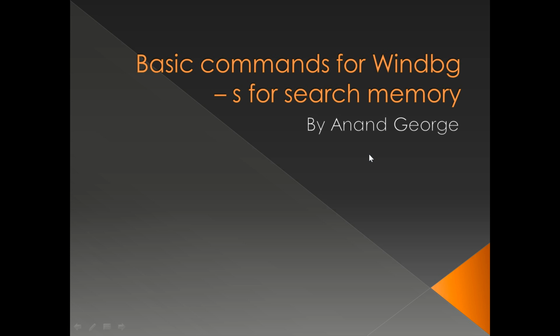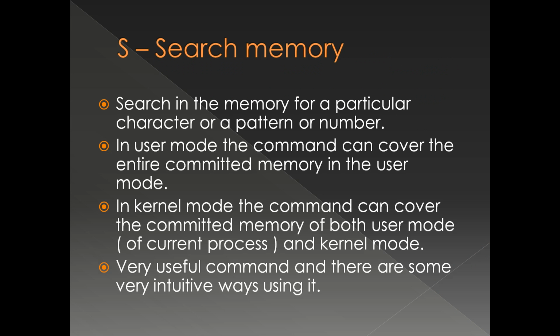In this presentation, we will discuss search memory. The S command, or search memory, searches for a particular string, character, pattern, or number in the memory. In user mode, the command can cover the entire committed memory in the process address space. In kernel mode, the command can cover the committed memory of both user mode and kernel mode. Obviously, user mode will be of the current process. It's a very useful command.